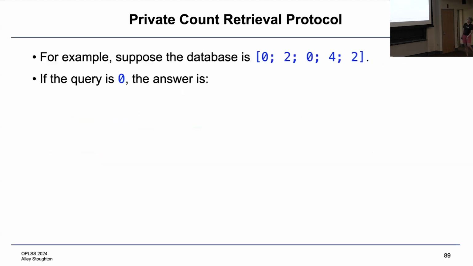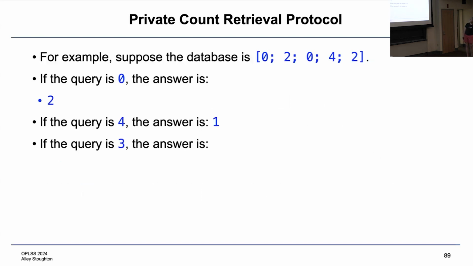Let me give you an example. If this is the database and we query 0, well, it appears twice. If we query 4, it appears once. If we query 3, it appears no times. So that's all we're doing here. A database is a list of elements. A query is an element. The client is asking, how many times does this element appear in this database that I don't know anything about?